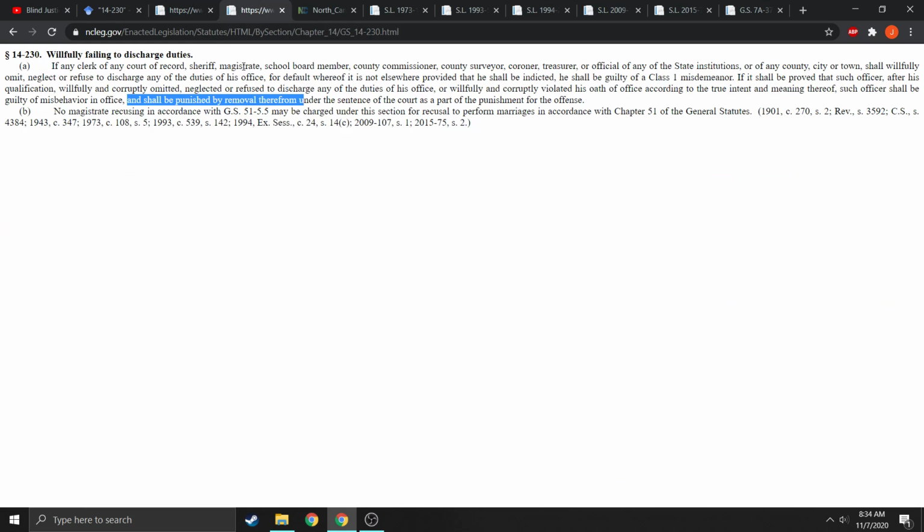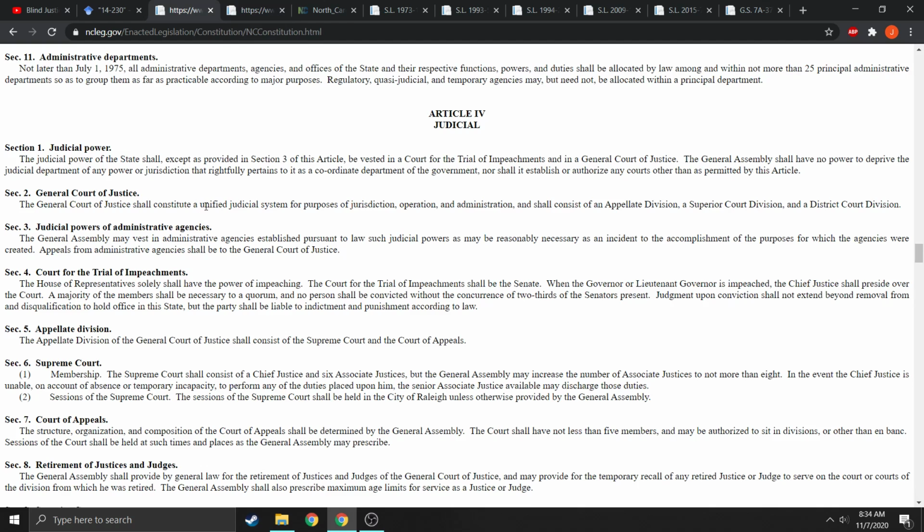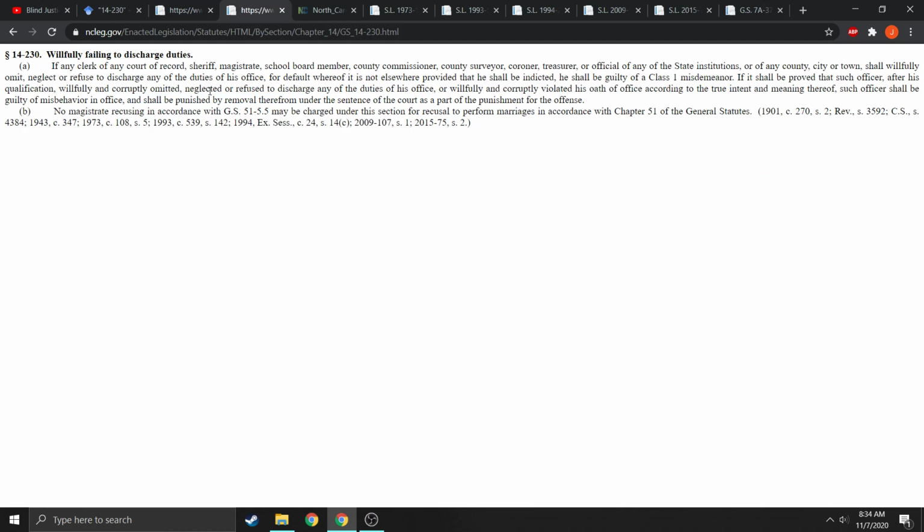And if a statute is in conflict with a constitutional provision, the constitutional provision wins. And the statute has to be interpreted, if it can be, in a way that will make it not be in violation or contradictory to the constitutional provision. So prior to 1971, this existed. So this was initially codified as a law in 1901.